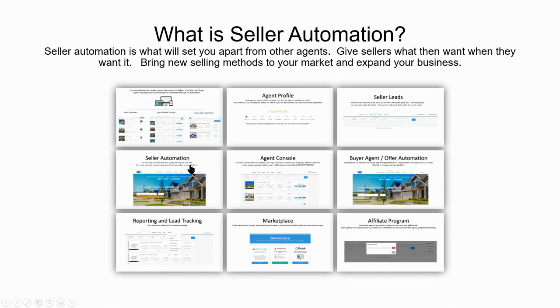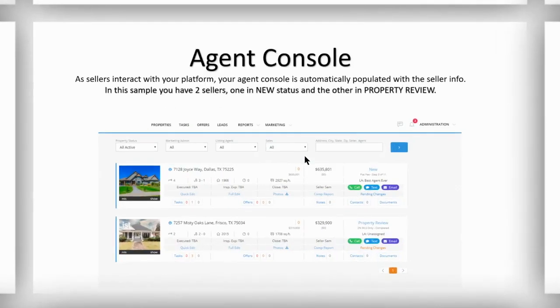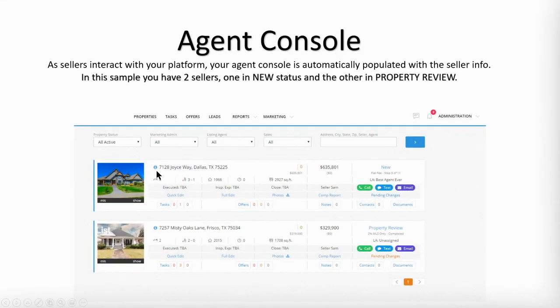So now that you've seen how the seller interacts with your platform and how it guides them through the process, let's look at your agent console. When you click on your agent console, notice you'll see properties there now. Everything is driven there by the seller. Notice you have a new property and you can actually see exactly what step the seller's on. Same thing for the property that was just added. Notice it's in property review because the seller completed all of the steps.